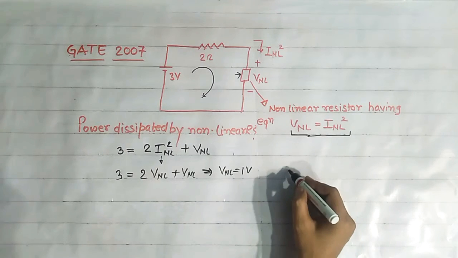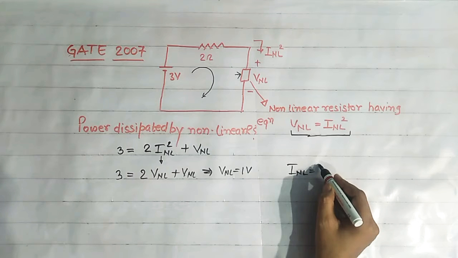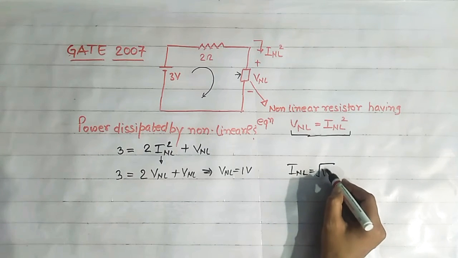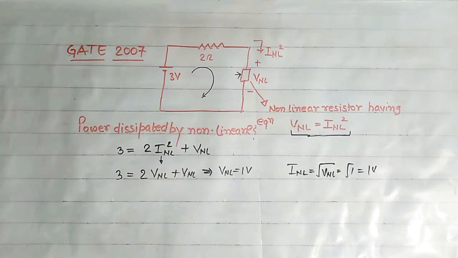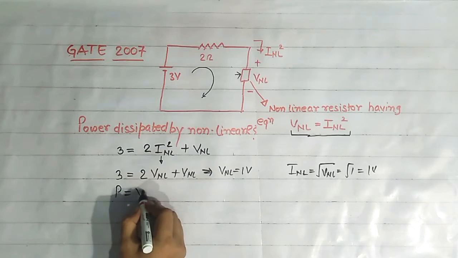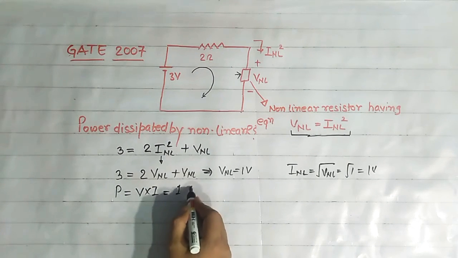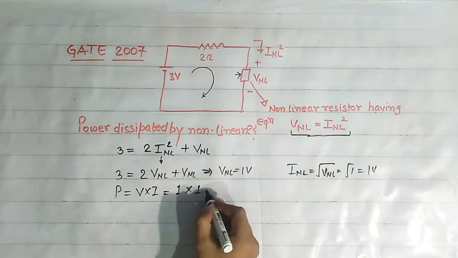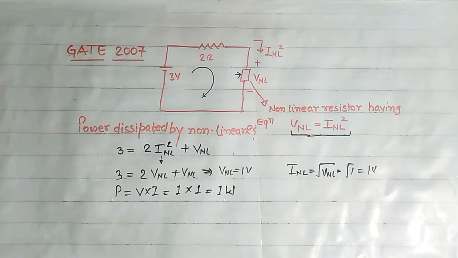When VNL is 1 volt, then what is INL? INL is also equals to 1 because that is equals to root of VNL, which is root 1, that is equals to 1. Now after getting INL, we can easily find the power dissipated by this nonlinear resistance. What is power? Power P is equals to V into I. And V is equals to 1 and I is also equals to 1. So we get 1 watt. So 1 watt is the answer.